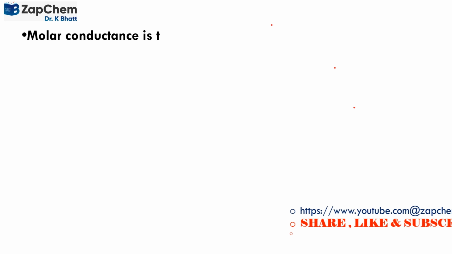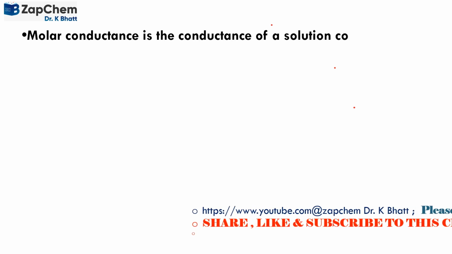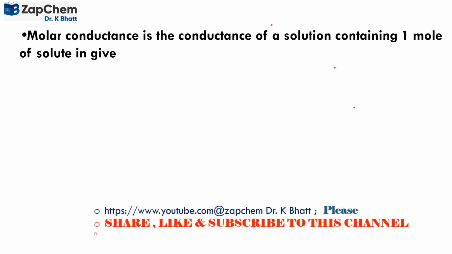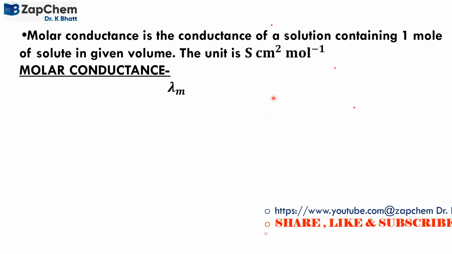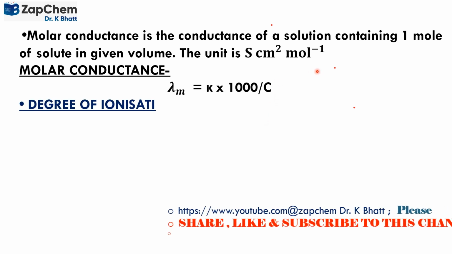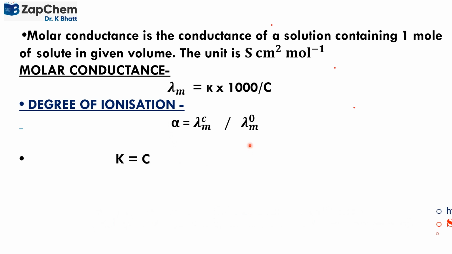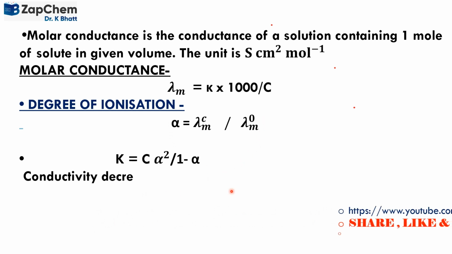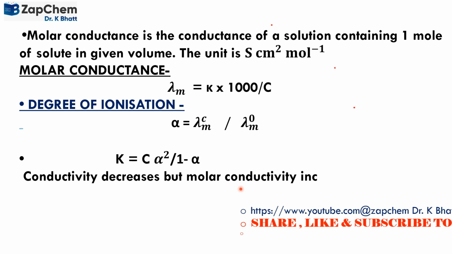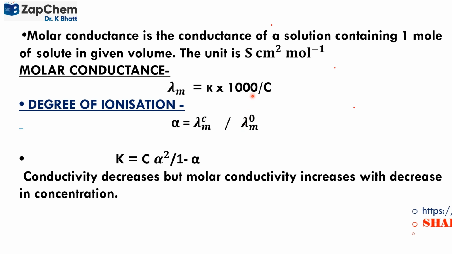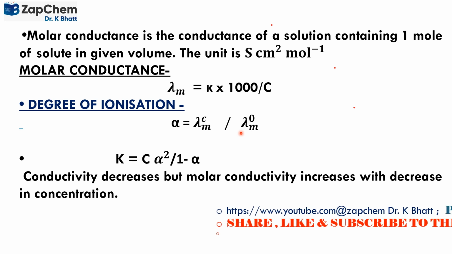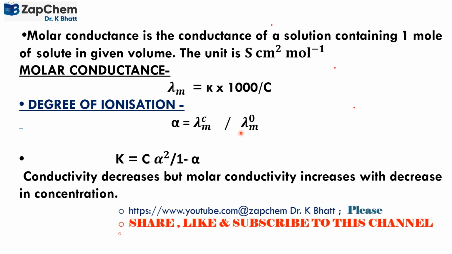Similarly, a few more expressions are there which we need to understand. Molar conductance is the conductance of a solution containing 1 mole of a solute in a given volume. The unit is Siemens square centimeter per mole, and degree of ionization alpha. This is the expression which is very commonly used, and it will be of much help to us in solving several problems relating to conductance, electrolytic cells, as well as galvanic cells or the cell constant, etc.